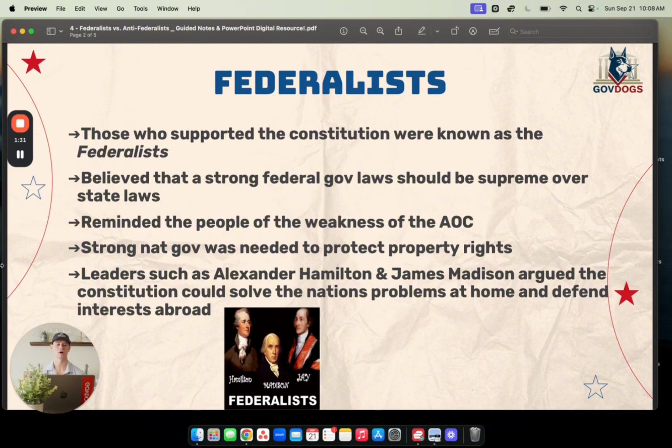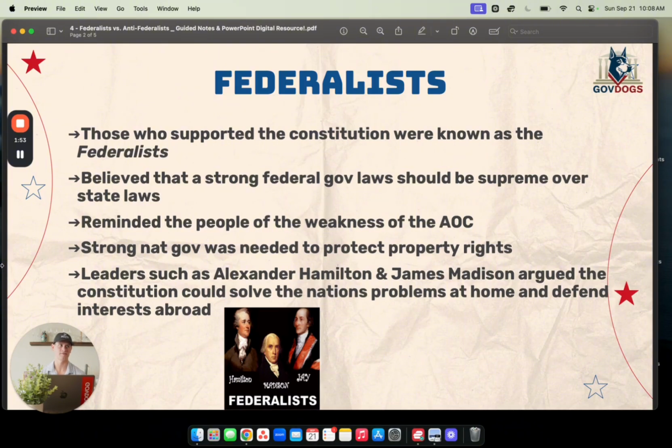They believed a strong central government should be supreme over state laws, and their biggest talking point was reminding everybody about the weaknesses of the Articles of Confederation. A strong national government was needed to protect rights. If you didn't have a strong national government, your rights could not be protected. Leaders such as Hamilton and James Madison argued the Constitution could solve the nation's problems, all right? And also defend America abroad.